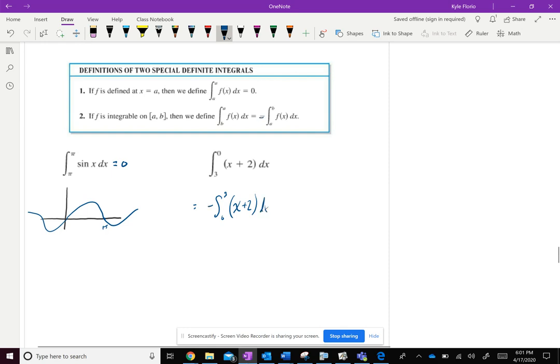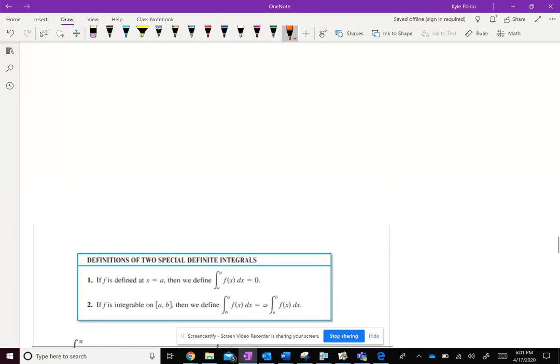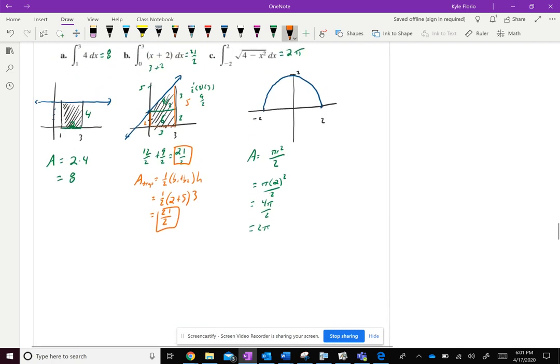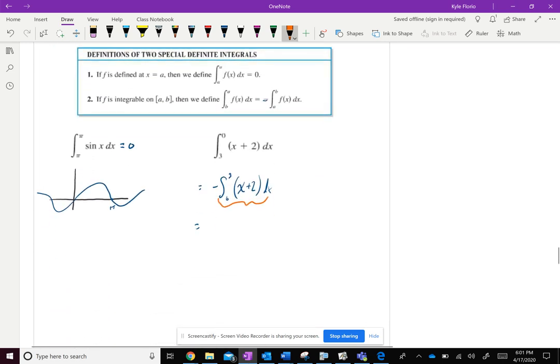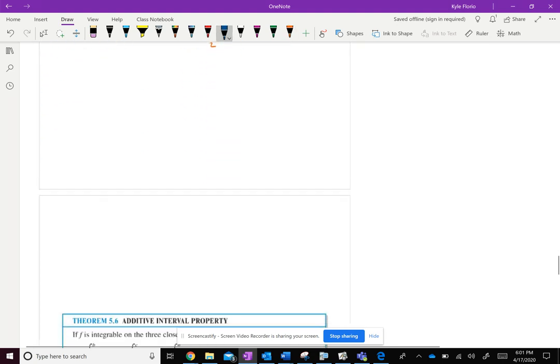So that's just a property that we have, and this is going to be pretty straightforward. We answered this piece already. The integral from 0 to 3 of x plus 2 we said was 21 over 2. So it's just going to be 21 over 2, but we have that negative there. And that's just a special property that we have.